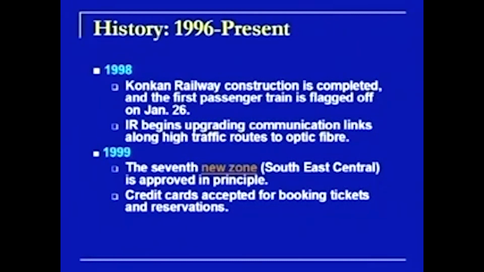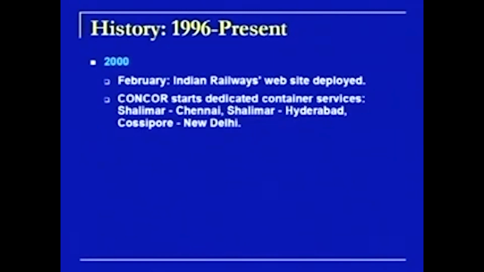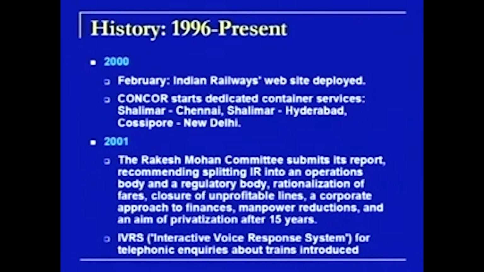Then Indian Railways began upgrading communication links along high traffic routes using optic fibers in 1998. Further, a new zone was created in 1999 and credit cards were accepted for booking the tickets and reservations. There were some more changes in the freight transportation. The Indian Railways started their website, and then there was the Rakesh Mohan committee in 2001 which recommended splitting the Indian Railways into an operational body and a regulatory body, rationalization of fares, closures of unprofitable lines and corporate approaches to finances, manpower reduction and privatization.